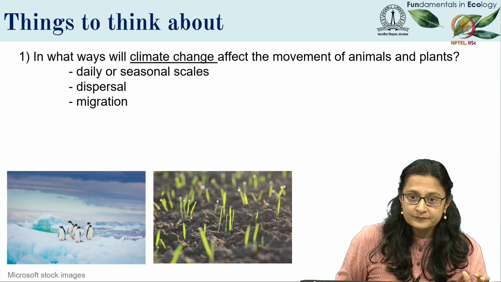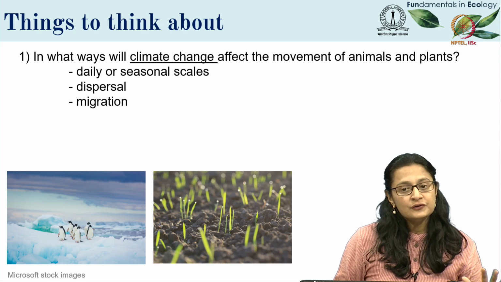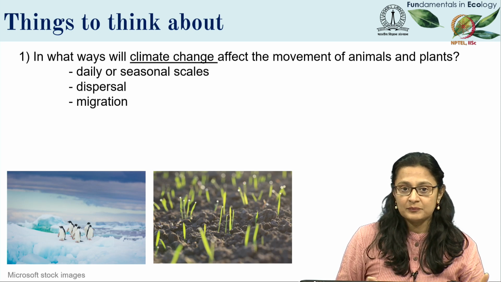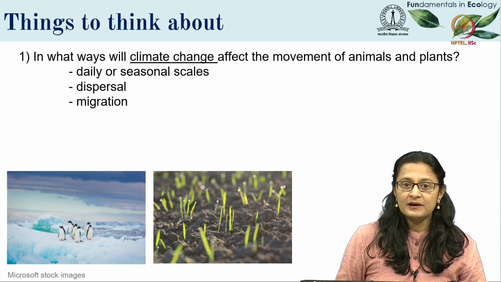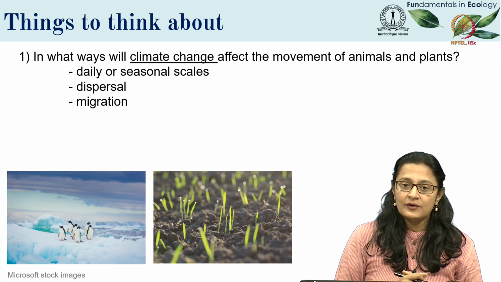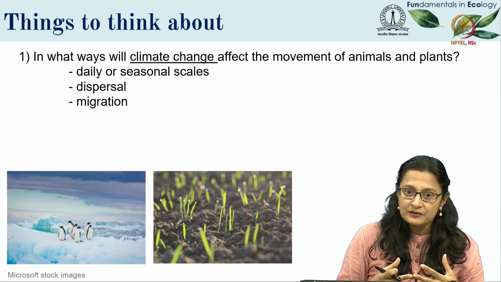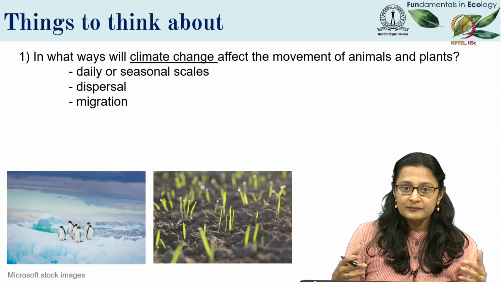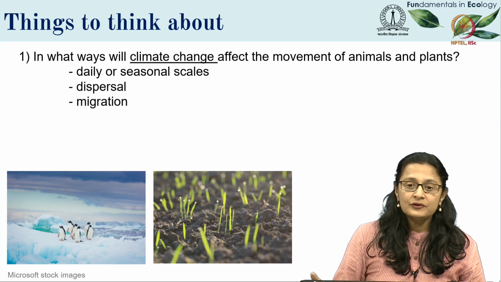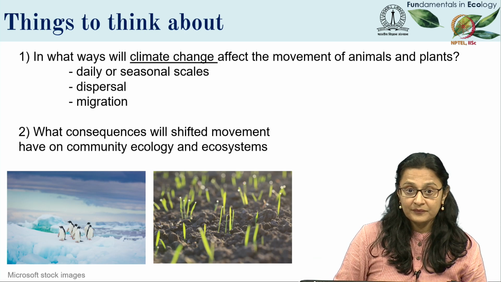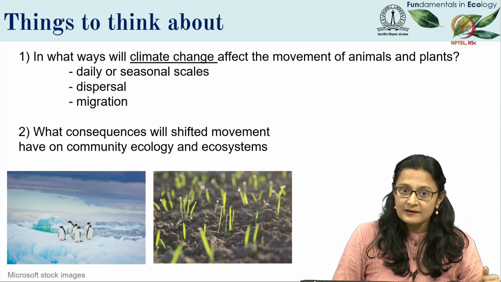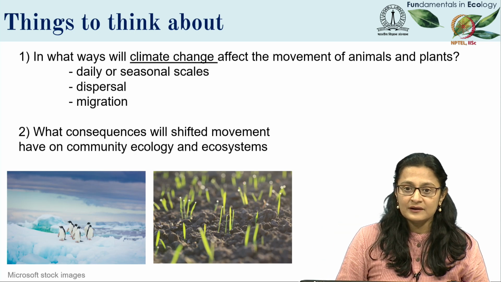With that, I want to end our discussion about movement with two things to think about. I want you to think about what ways climate change will affect the movement of animals and plants. So how will climate change affect the daily or seasonal movement of animals and plants? Will climate change affect dispersal and the dispersal kernels, for example, dispersal distances? Will it affect migration? And if so, in what way? What consequences will shifted movement, so these changes, have on community ecology and ecosystems?